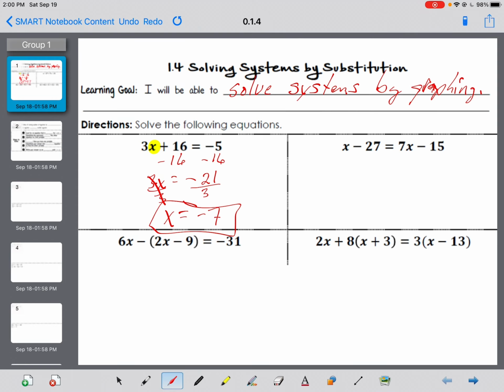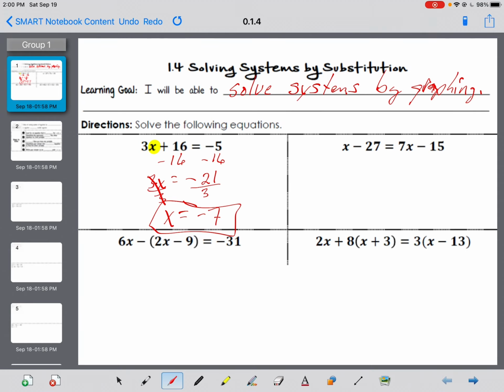Try the one to the right here. x minus 27 equals 7x minus 15. Remember, there's always more than one way to solve. You may end up with the x on the right and the number on the left, or you may end up with the x on the left and the number on the right. Both are still good as long as you get the right x. So pause it right here, try the one on the right, and then come back.